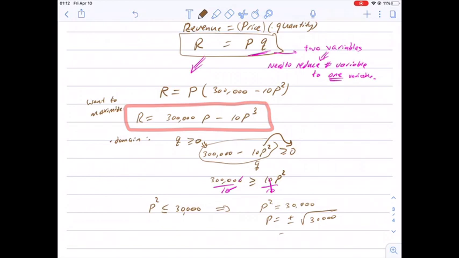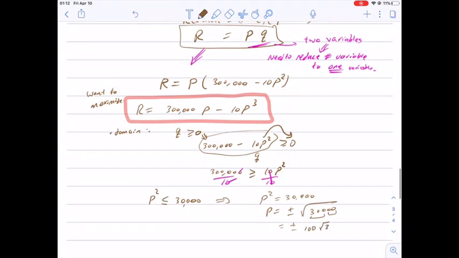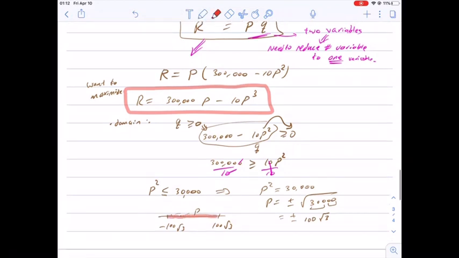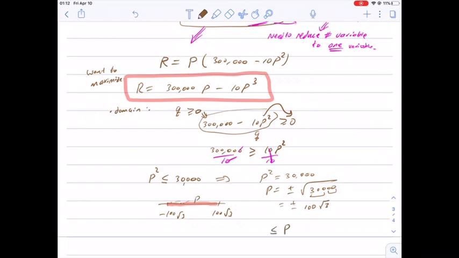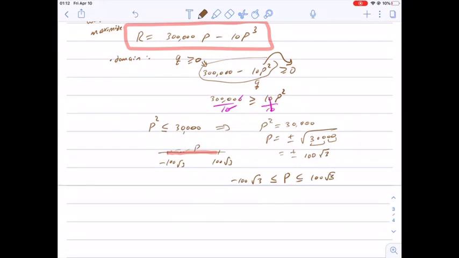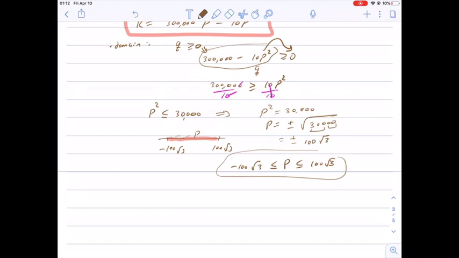If you use the calculator, or you want to simplify, you get plus or minus 100 square root 3. So p is between those two values, between negative 100 square root 3 and positive 100 square root 3. So the domain is p from negative 100 square root 3 to 100 square root 3. Okay, now this is the domain. This is the value of p, the domain for p. This is the domain for q.